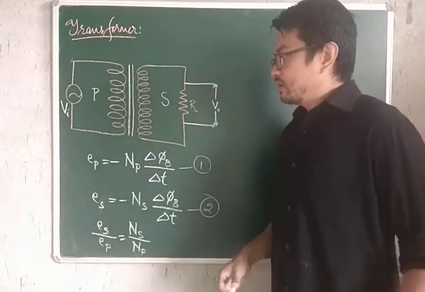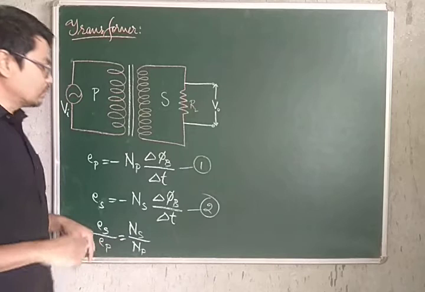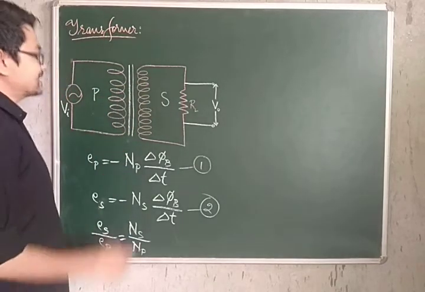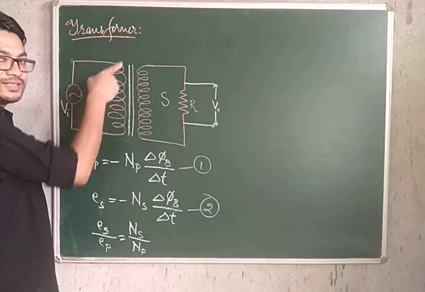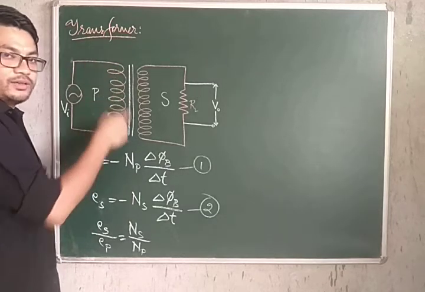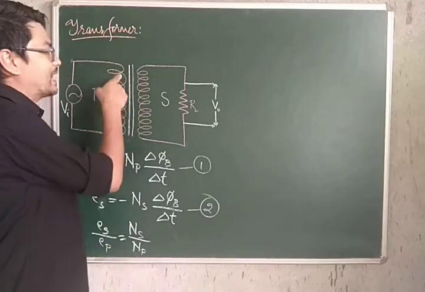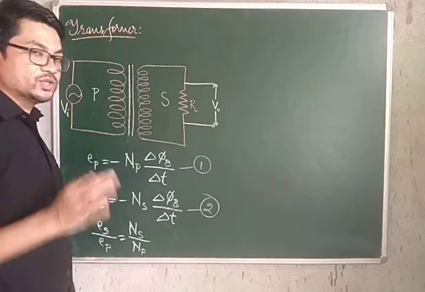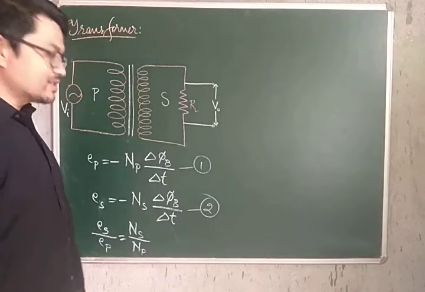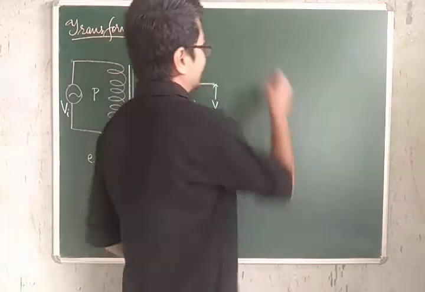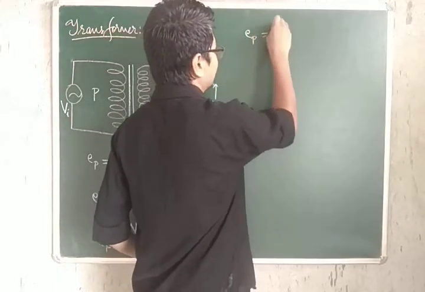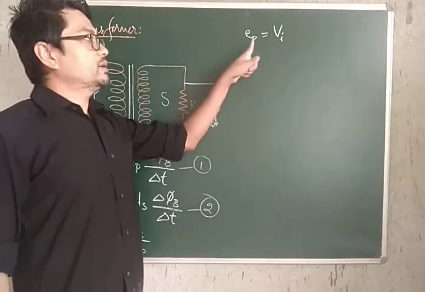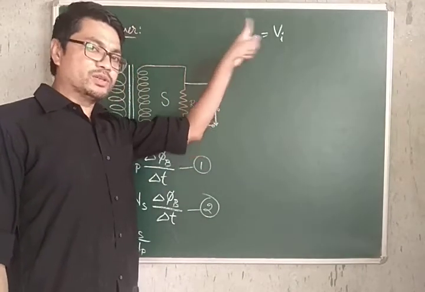Now again, since we are talking about a theoretical scenario, what we assume is that there is no loss of energy whatsoever, so there is no resistance in the wire that makes up this coil. If there is no resistance, there is no loss in energy in the primary. So EP, the EMF induced in the primary, will be equal to VI, the input voltage.